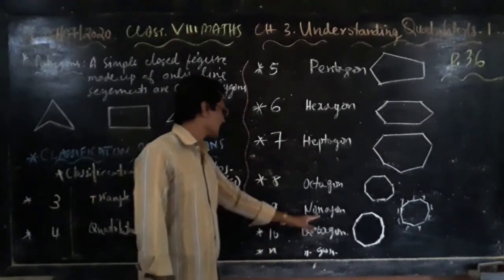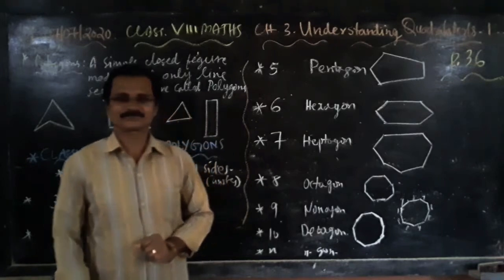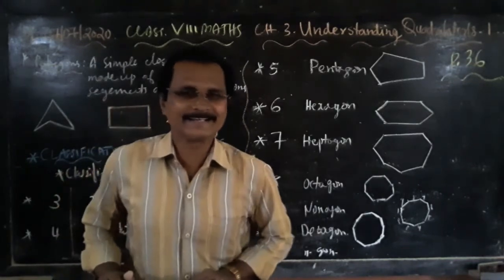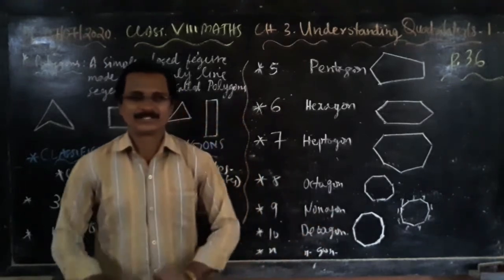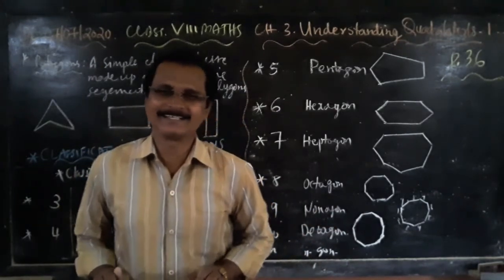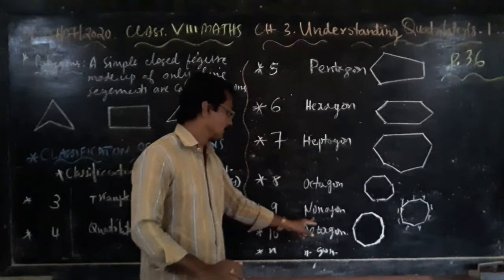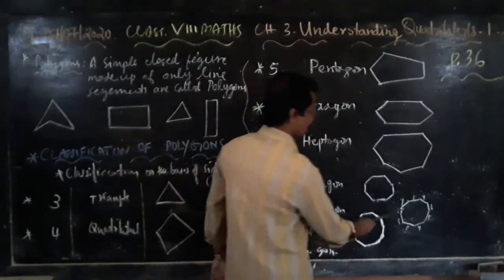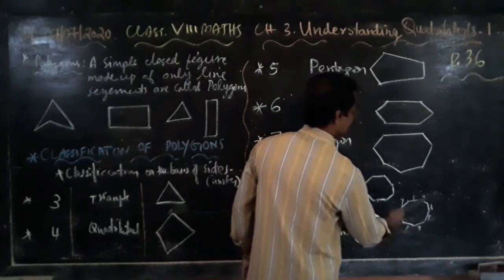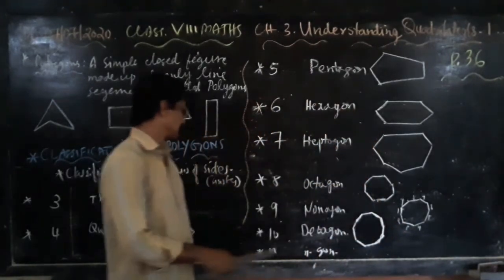Now, what is a polygon of 9 sides called? Nonagon. Remember this one. Nonagon. 9 sides. How many sides are there? 1, 2, 3, 4, 5, 6, 7, 8, and 9 sides are there.